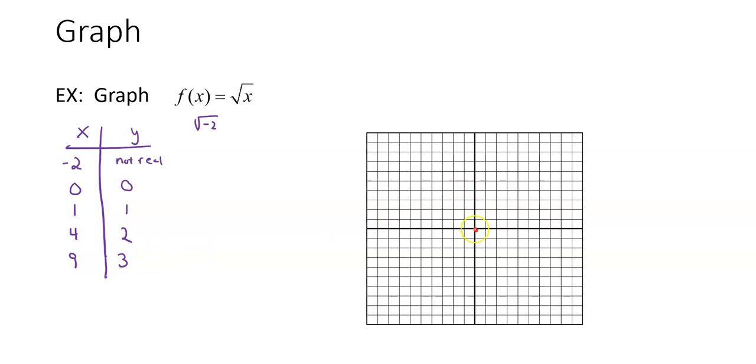It starts at 0, 0. It goes through 1, 1. But if I stop there, it's going to look like a line, and it's not a line. So let's plot a couple more points. 1, 2, 3, there's 4. So at 4, I get 2.